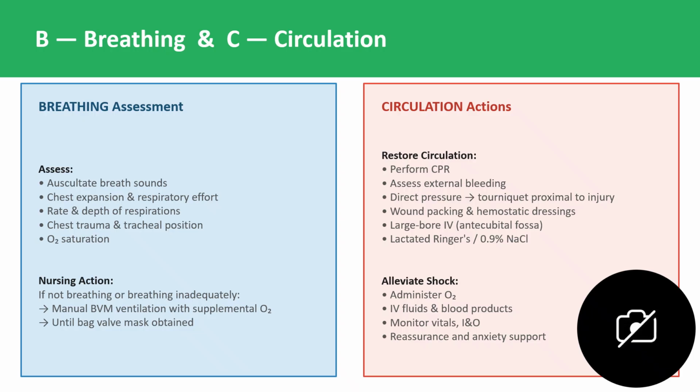Okay, and then until an Ambu bag valve mask is obtained. So for the C, circulation actions, we have to restore the circulation by performing CPR when CPR is needed, and assess external bleeding. We can apply direct pressure, such as applying a tourniquet proximal to the site of injury or bleeding to prevent the blood loss, or in case of hemorrhage, or in case of bleeding open wound.